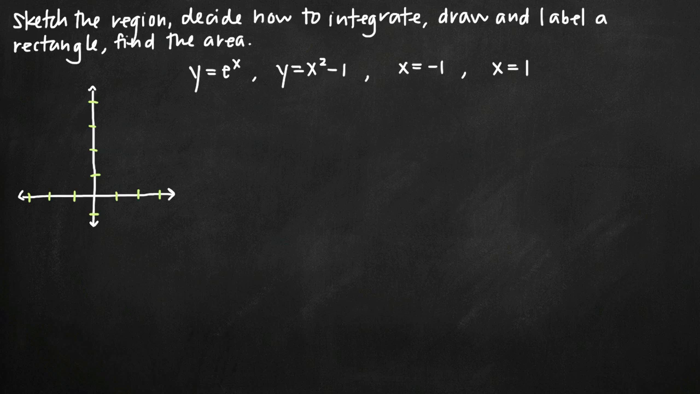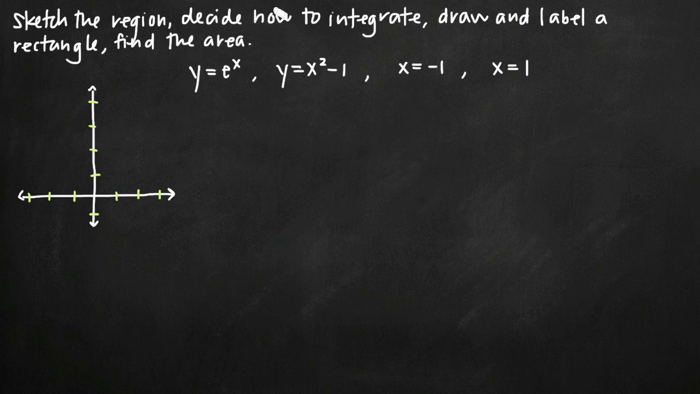Today we're going to be talking about how to sketch the area of the region bounded by the given curves. We're also going to, after we sketch it, decide how we'll integrate, whether it's with respect to x or with respect to y. We will also draw a typical approximating rectangle of the area and then label its height and width, and then we'll find the area enclosed by the region.